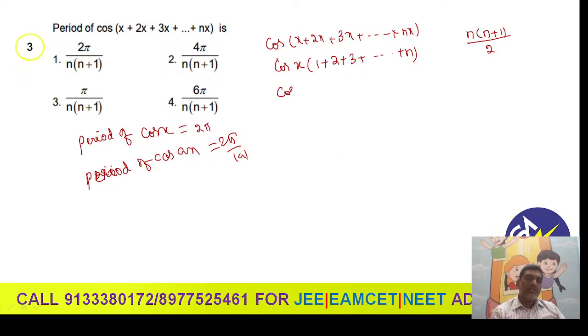So we can write cos of n times n plus 1 divided by 2, into x. Already we know the formula for cos ax, that is 2 pi by modulus of a. So for cos of n into n plus 1 by 2 times x, the period is 2 pi divided by n of n plus 1 whole divided by 2. We can write this as 4 pi divided by n of n plus 1. So what is the option here? The second option is correct, 4 pi divided by n of n plus 1. Clear?